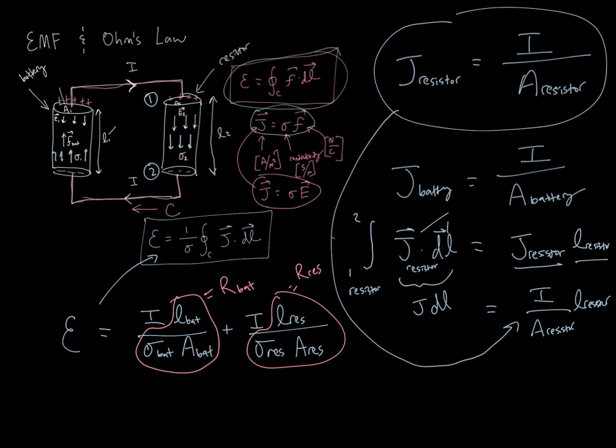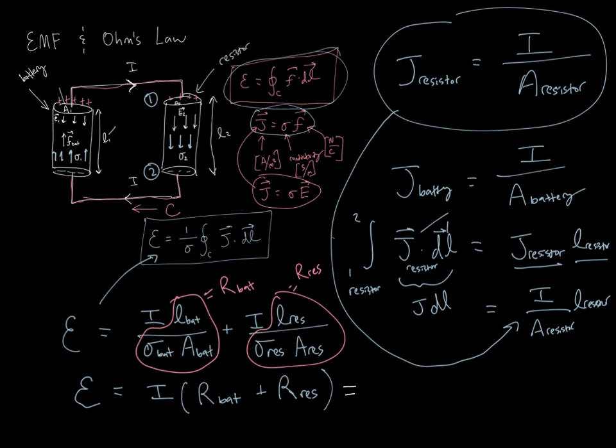So now we have an equation. EMF, the electromotive force, is equal to I times the resistance of the battery plus the resistance of the resistor itself. And from our earlier discussion, we also know that the EMF is equal to the potential difference between the terminals of our battery when the battery is open circuited.